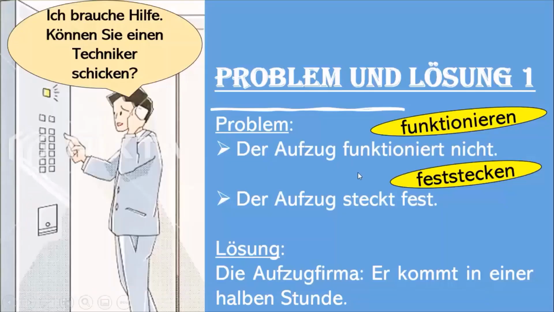Instead of saying that the lift is not functioning, another verb can be used, feststecken. This is a regular German verb, but it is also a separable verb. So the part of the verb fest will come at the end of sentences and questions. Der Aufzug steckt fest. Feststecken means to be stuck.